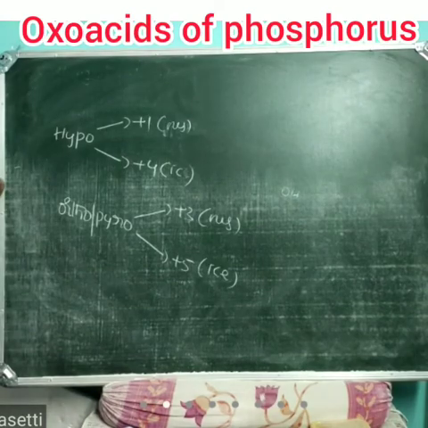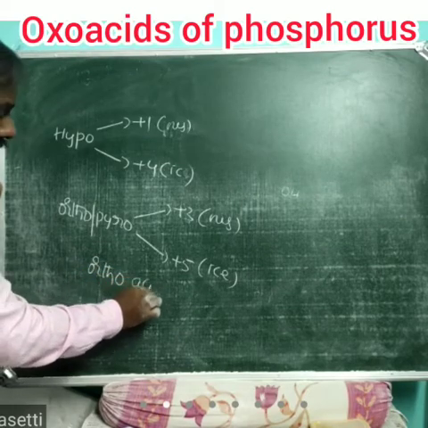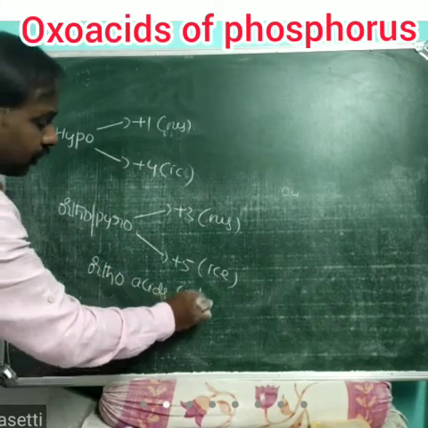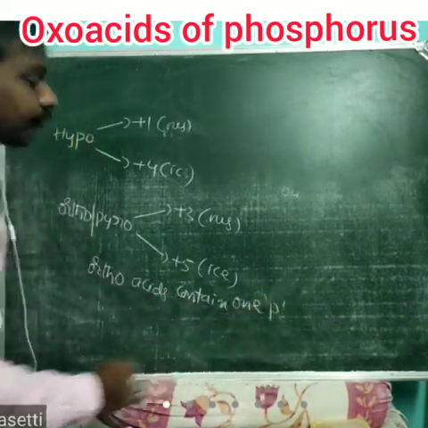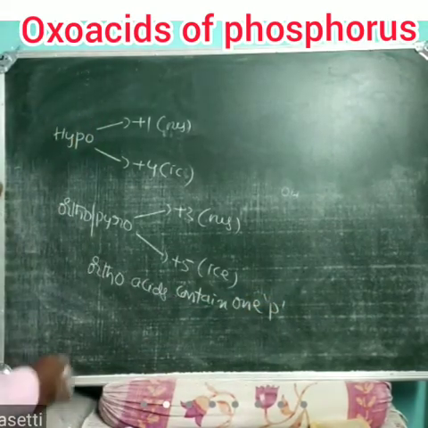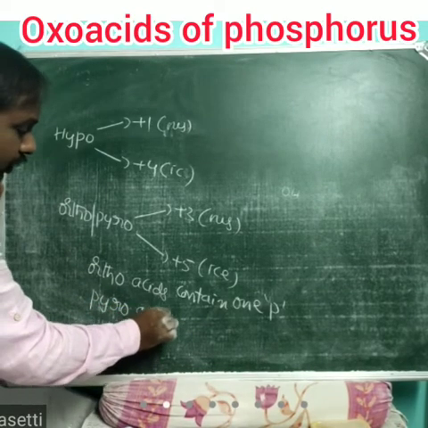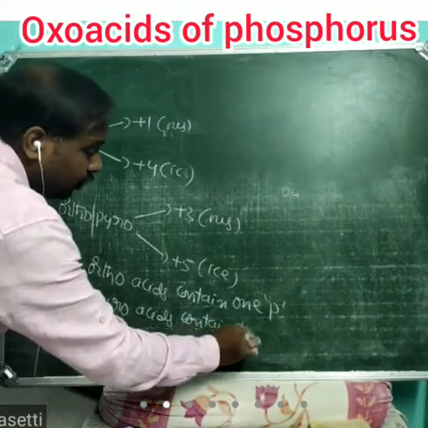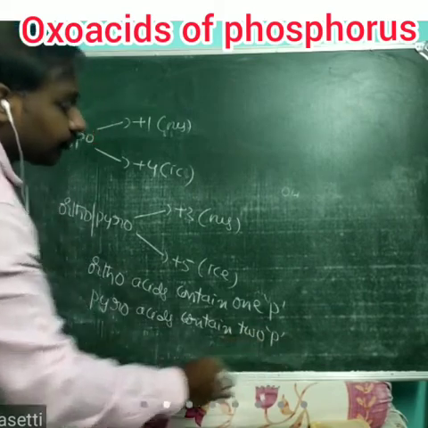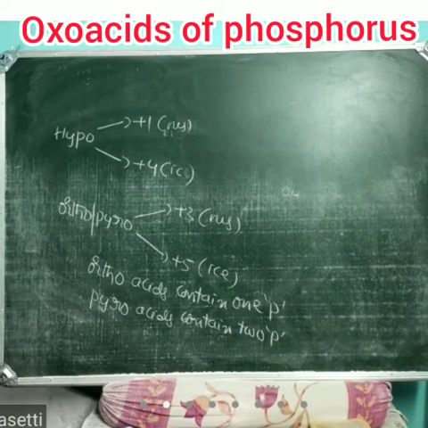Then how do we know which one is ortho, which one is pyro? Remember, ortho acids contain 1 phosphorus. Pyro acids contain 2 phosphorus. In this manner, we can find out the oxidation state also.